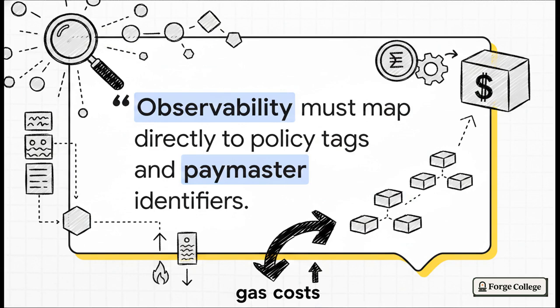And as we start prioritizing how to patch these leaks, there's a golden rule we have to remember. Observability must map directly to policy tags and paymaster identifiers so you can attribute costs and behavior to the exact decision that produced them. Code and metrics are totally useless in isolation if they aren't tied directly to the policy decisions you authored. That binding is exactly what makes optimization possible in the first place.